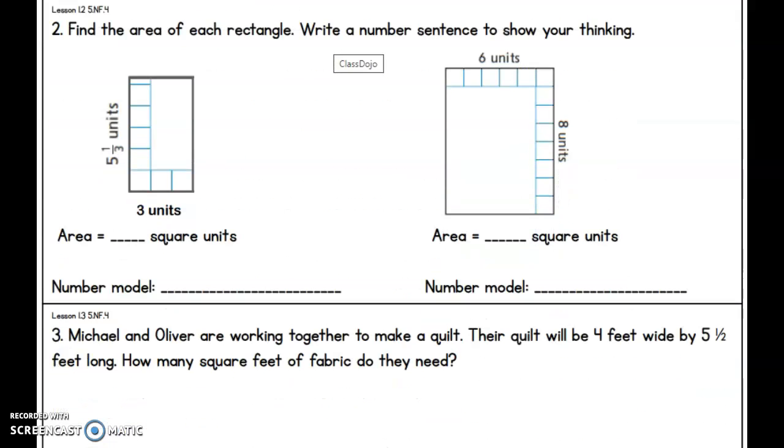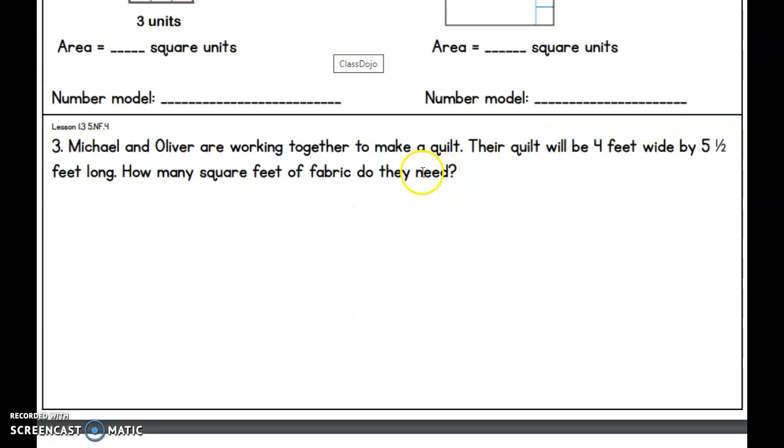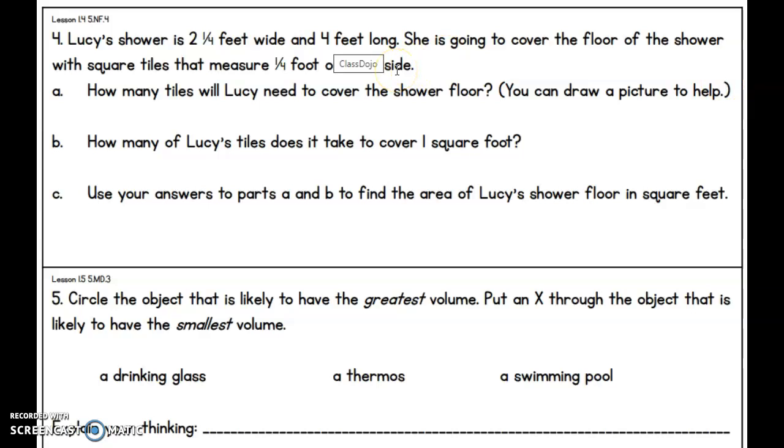For number 2, you are going to be finding the area of a rectangle. Your number sentence should reflect the formula that we know for area, length times width. For number 3, you are going to be finding the area of a quilt. A friendly reminder to you would be to create an area model for this problem. For number 4, you will be working on tiling. You can use your SRB, found within ConnectEd, to remind yourself of what tiling looks like.